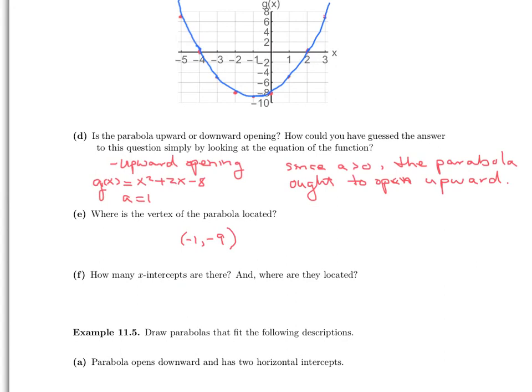So there are exactly 2 x-intercepts, and they are located at x equals -4 and at x equals 2.